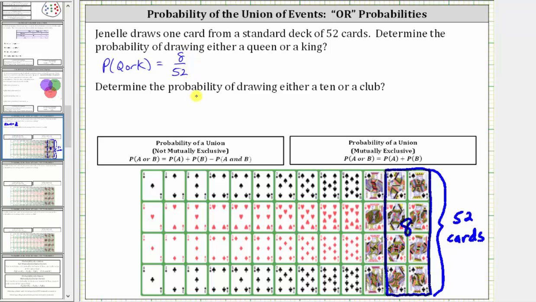As a fraction, this simplifies. The greatest common factor between 8 and 52 is 4, so we divide both by 4 to simplify. The simplified probability is 2/13. So the probability of selecting a queen or a king is equal to 2/13.